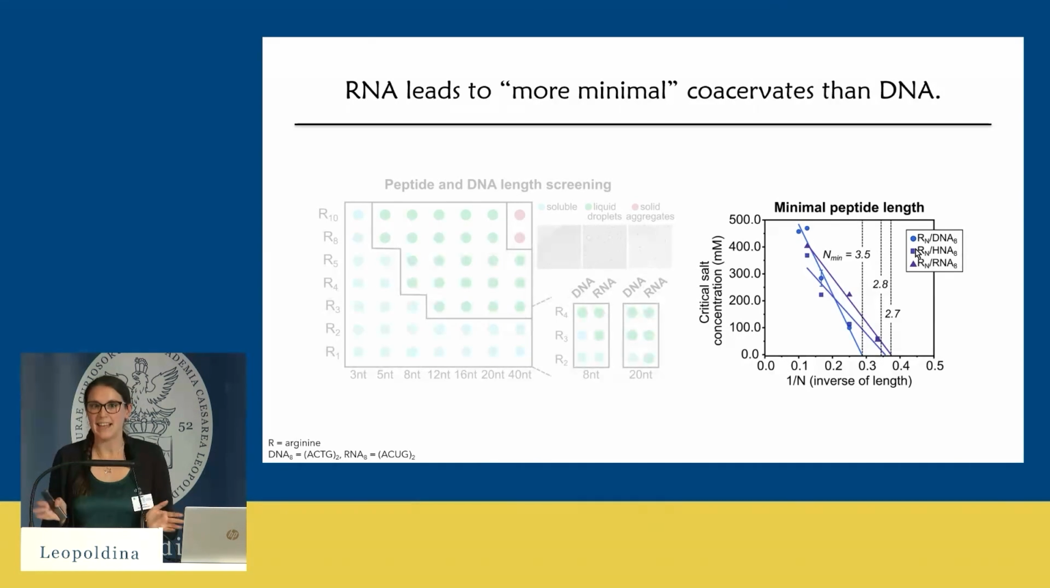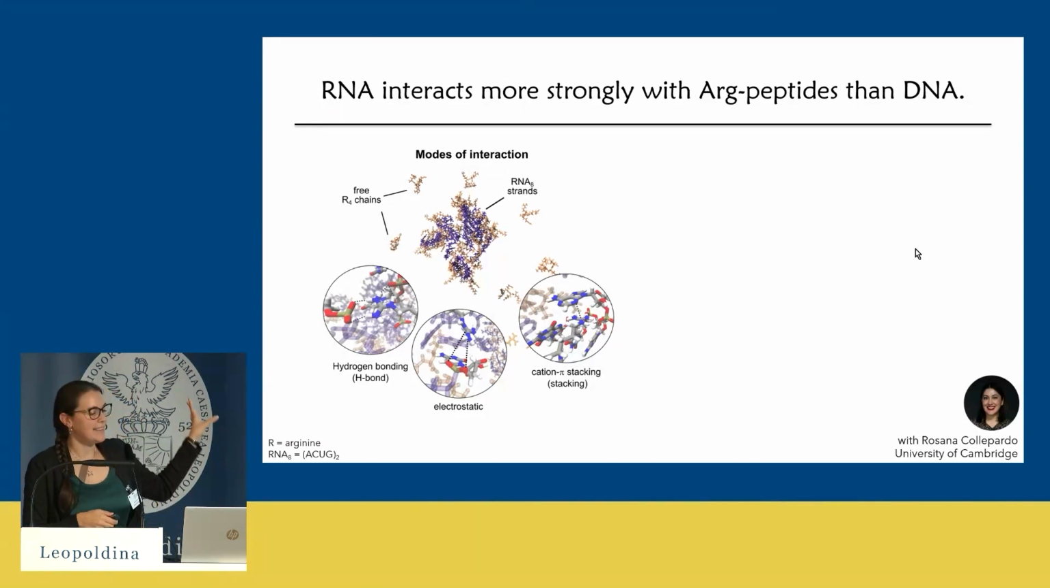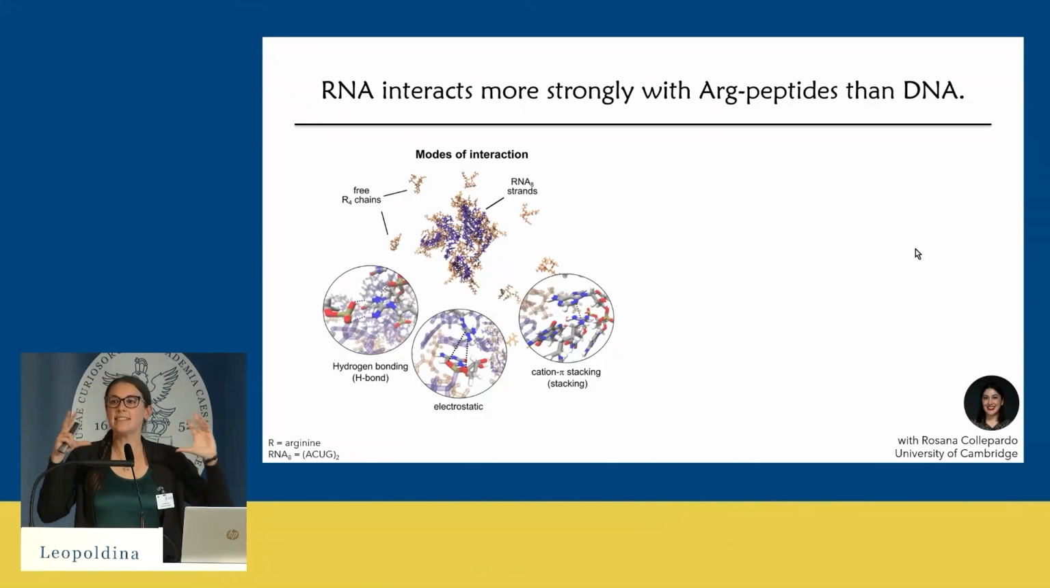Now, what we decided to do was to pair up with someone that knows how to do computational studies, which is something that we have no expertise for. So this is work that we've done in collaboration with Rosanna Collepardo at the University of Cambridge. And what you can see here is a cluster. So basically, when you put together RNA and peptides, what happens? It forms this kind of cluster.